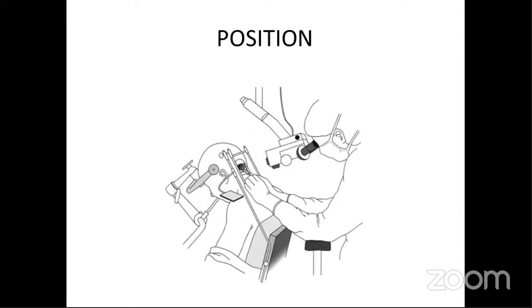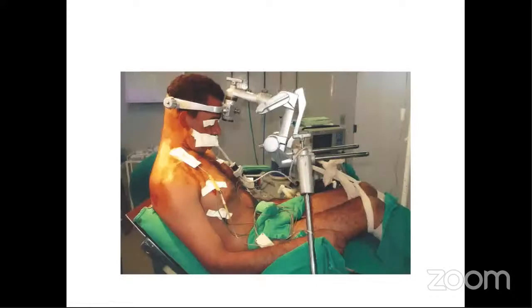For the position of this approach, you can do a sitting, lateral, or prone position. In the sitting position, as you can see, the surgeon's hands are in vertical orientation, so there is a chance of fatigue to the surgeon and a high chance of air embolism, as we all know. But if you are working in the lateral or the prone position, the surgeon's hand is in the horizontal plane, eliminating the factor of fatigue, and there is a negligible chance of air embolism.